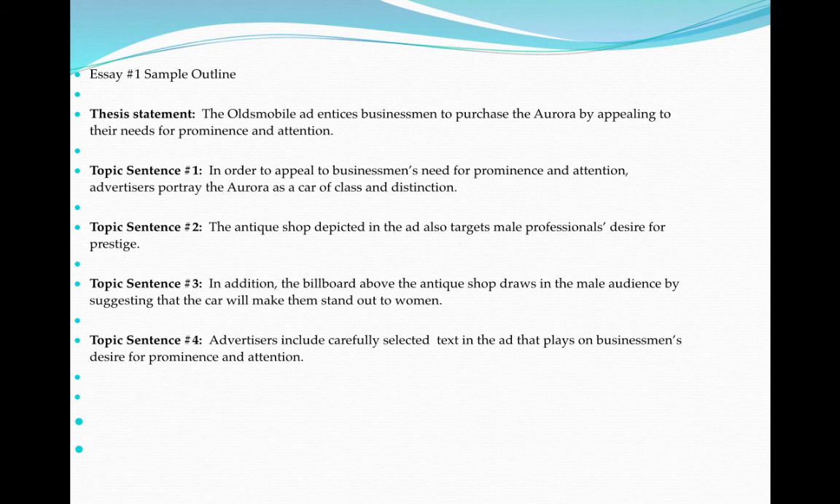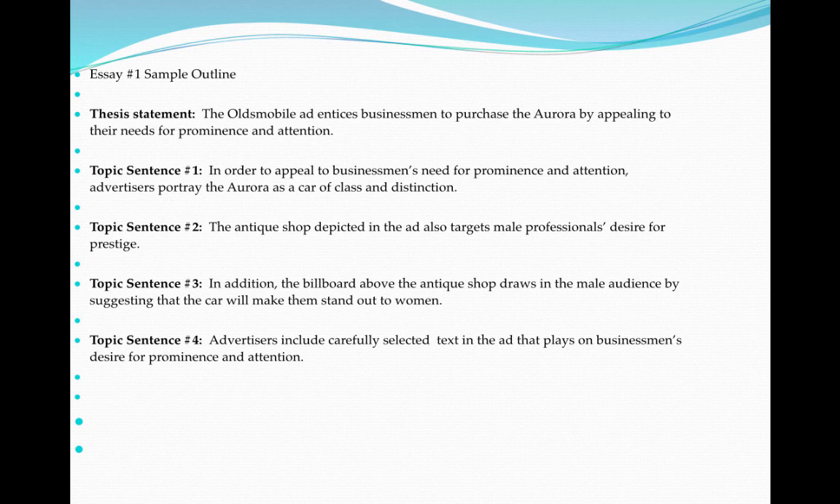Okay, so from that rough outline, I've created a formal sample outline. And this is what I want you to turn in to me. Complete sentences. I would like to see your thesis statement in a complete sentence and each topic sentence for your body paragraph, the main idea of each body paragraph.